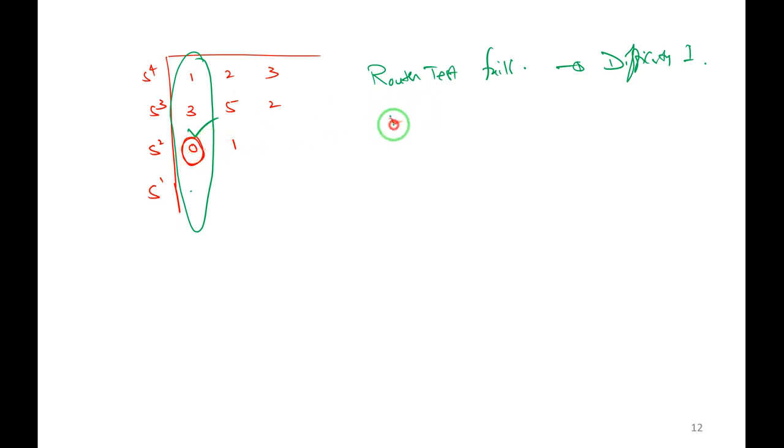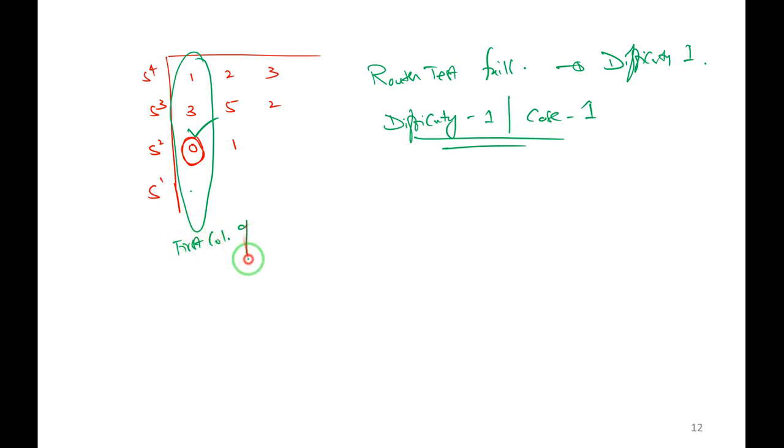This we call difficulty 1 or case 1. What is that case? Whenever one of the elements in the first column of the Routh array is 0, not all the elements, the remaining elements should be there. The second case is when all the elements are 0, which we will see next.